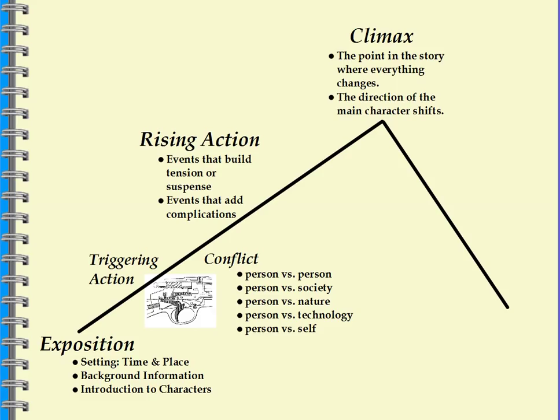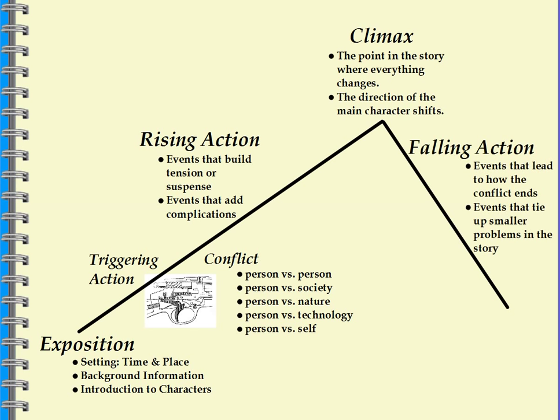The events that follow the climax are called falling action. On the downward turn of the line on the right side of the diagram are the events that lead the character to how the conflict will end. This might include the resolution of smaller conflicts. The end of the story, the lowest point on the right side of the diagram, is called the resolution. This is the part of the story where the conflict is resolved for better or for worse. This is also where the theme or themes of the story are solidified.